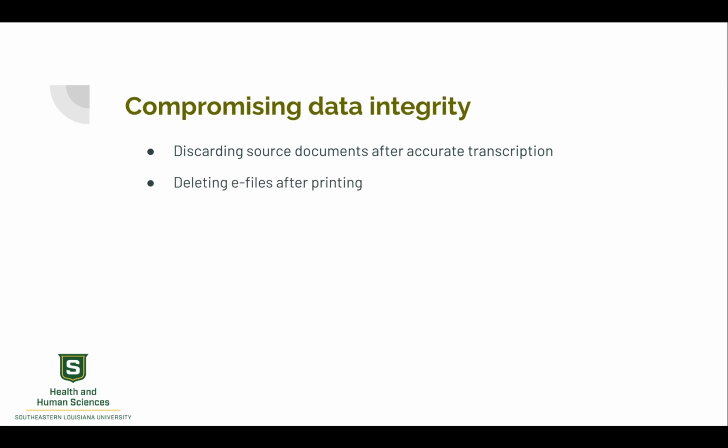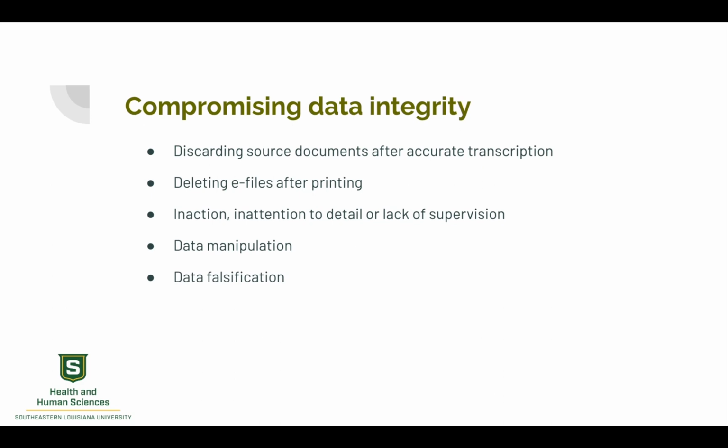You could also delete e-files after printing. This could be intentionally done or unintentionally done. Another way to compromise data integrity would be not paying attention to details, or having a system in which there's very little or no supervision of the data life cycle. Could also be things like data manipulation, data falsification, misrepresentation, and withholding critical information. These ones I'm going to talk about in greater detail later.